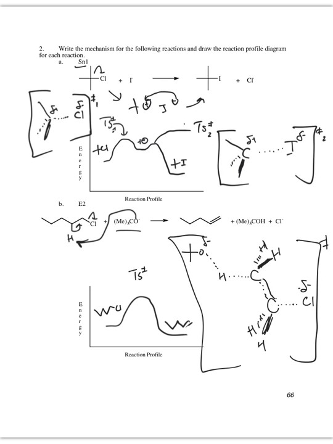So we're forming a bond between our oxygen and our hydrogen here. I'll dot in more with red. We're forming a bond here. We're breaking this bond between the hydrogen and the carbon. We're forming a carbon-carbon double bond, and then we're breaking the carbon-chlorine bond. And all of that is happening in that transition state.